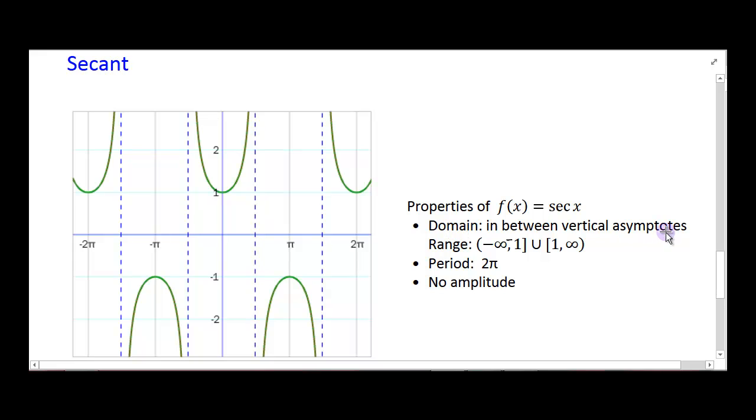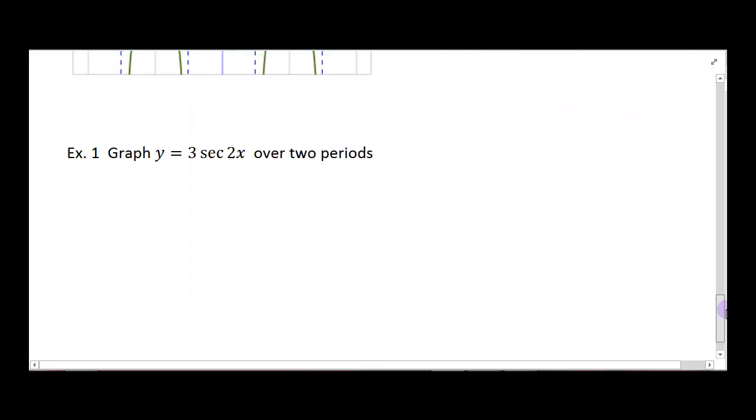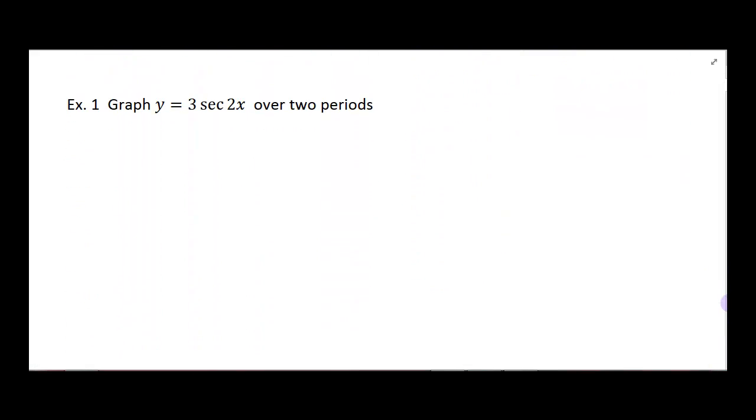So the domain for secant would fall in between the vertical asymptotes as listed here. The range for secant is just like cosecant, where we have negative infinity to negative 1 and then 1 to infinity. And then again, because secant and cosine are related and cosine's period is 2 pi, the period for secant is 2 pi. And there's no amplitude. So we'll jump in and we will graph this function here.